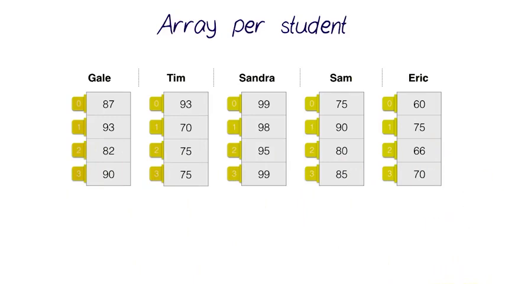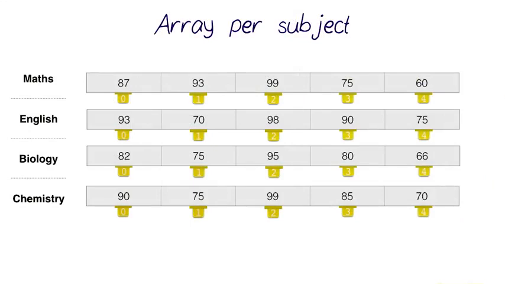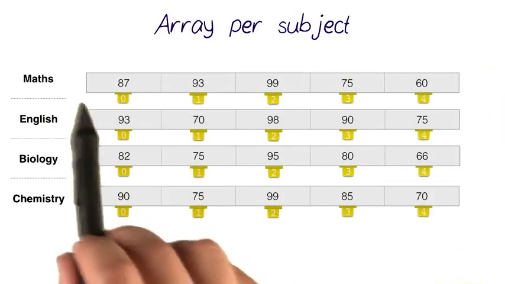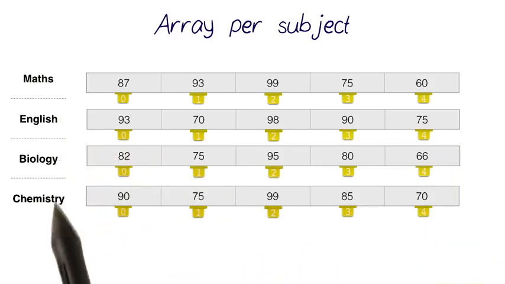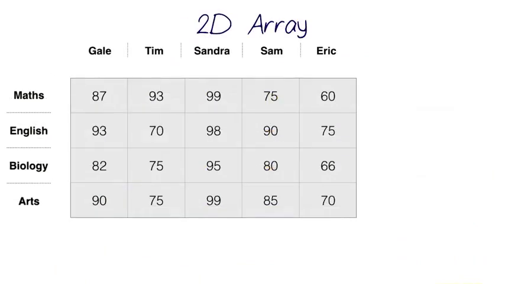So instead, we could possibly create an array for every subject rather than every student, and that way we could easily calculate the average for every subject individually, but we can't loop over the grades for every student anymore. That's why when you're trying to deal with data that looks something like a table or a grid, Java offers something called a two-dimensional array.